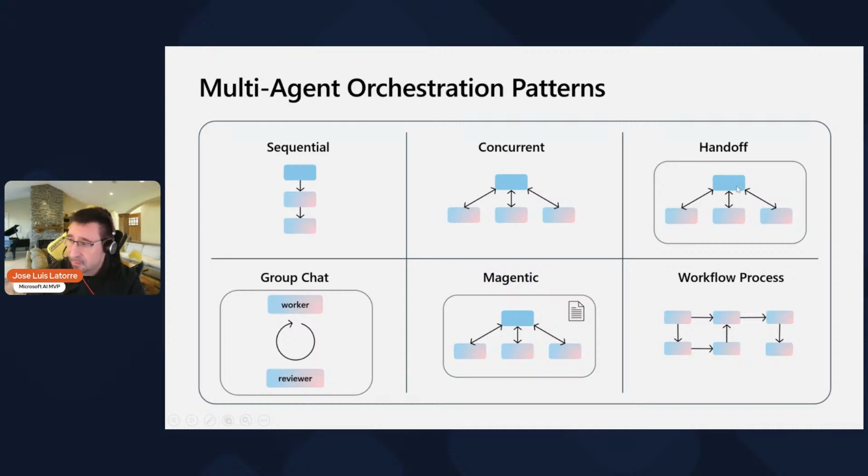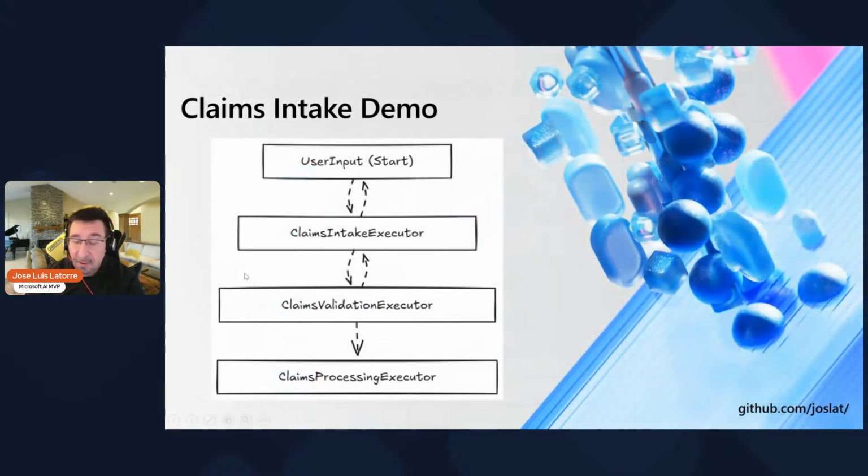Handoff is similar: it is one agent that delivers tasks to another. And then we have group chat, which is when we do a chat and we put several agents that can talk together. And there is more. And there is the workflow process, which is when we mix all these in one. But let me show you one of these in a use case, a claims process. So I'd like to show you two small demos.